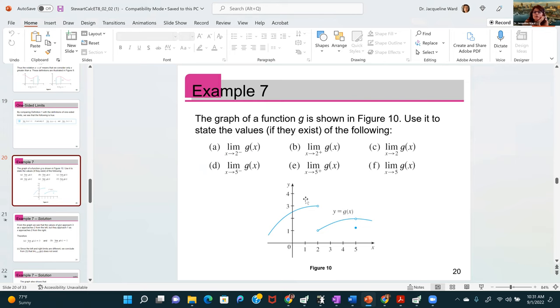So what is G here? It is the blue function. What's the limit of G as X goes to 2 from the left? What do you guys think? As you're getting closer and closer to 2 from the left, the Y values are getting closer and closer to 3. Is that good?